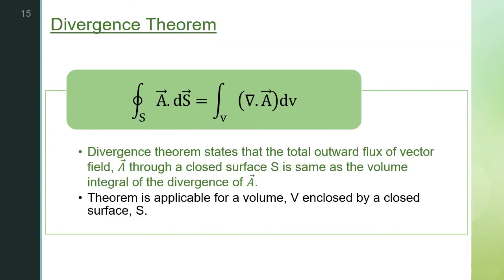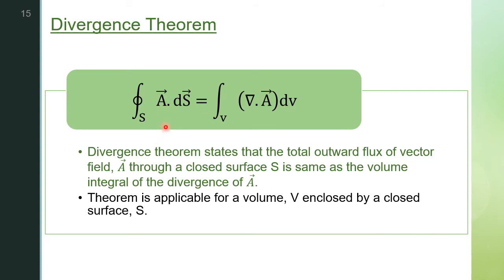So next we have got a theorem called as the divergence theorem. The divergence theorem states that the total outward flux of a vector field A through a closed surface S is equal to the volume integral of divergence of the vector A. It is applicable only for a volume which is enclosed by a closed surface S. And in terms of the equation, we can write it as closed integral S A dot ds is equal to integral over volume del dot A dv. So this is the divergence theorem.